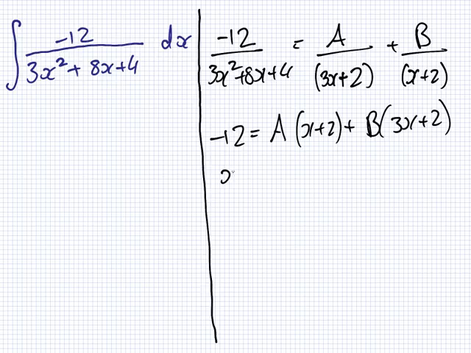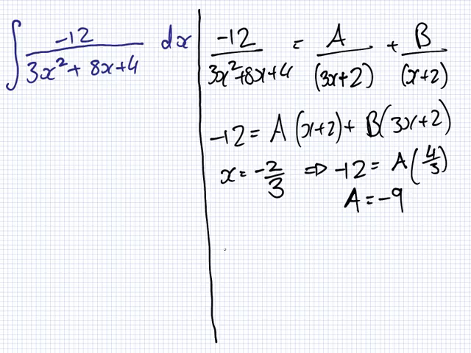So if I put x equals minus 2 over 3, that means I'll get minus 12 equals a times 4 over 3. So a is minus 9? And then if I make x equal to minus 2, that means I'll get minus 12 equals minus 4b. Is that right? If I put in x as minus 2, minus 6. Yeah. So then I get b equals 3.